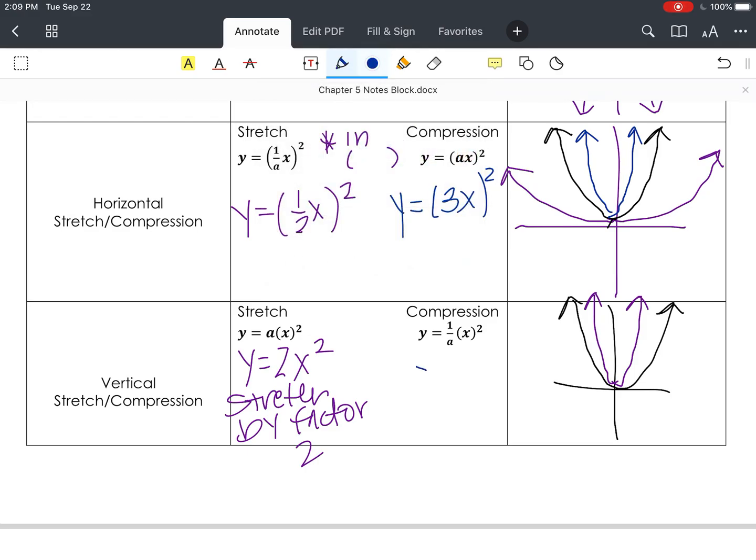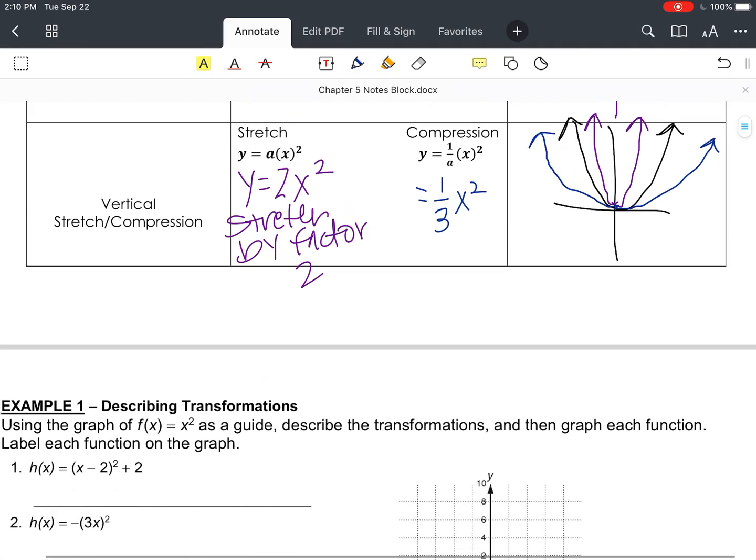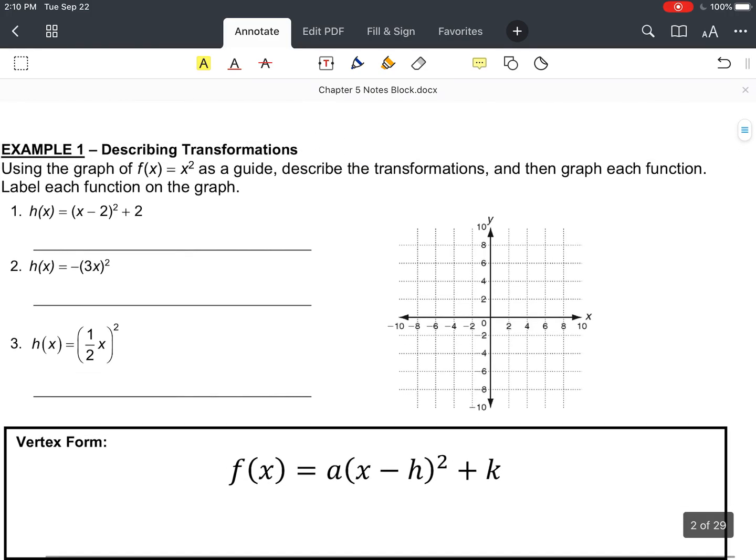So to stretch something by a factor of 2, vertically, it's going to get skinnier. To compress, let's say, by a factor of 1/3, you might get something like this, and then it's going to be wider because you're compressing it. So it's not getting skinnier, it's getting fatter. So again, this is a compression by a factor of 1/3. Those are all of the transformations that we can have. And now we're just going to apply those in certain situations.